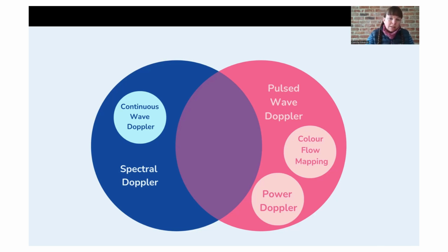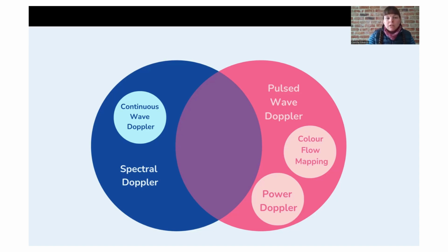The other way of generating a Doppler image is continuous wave Doppler. This is where you have one piezoelectric crystal that is continuously emitting a sound wave along a specific line. So a very specific line, but all the way down the image. And then there's another crystal, which is continuously receiving feedback from that specific line.